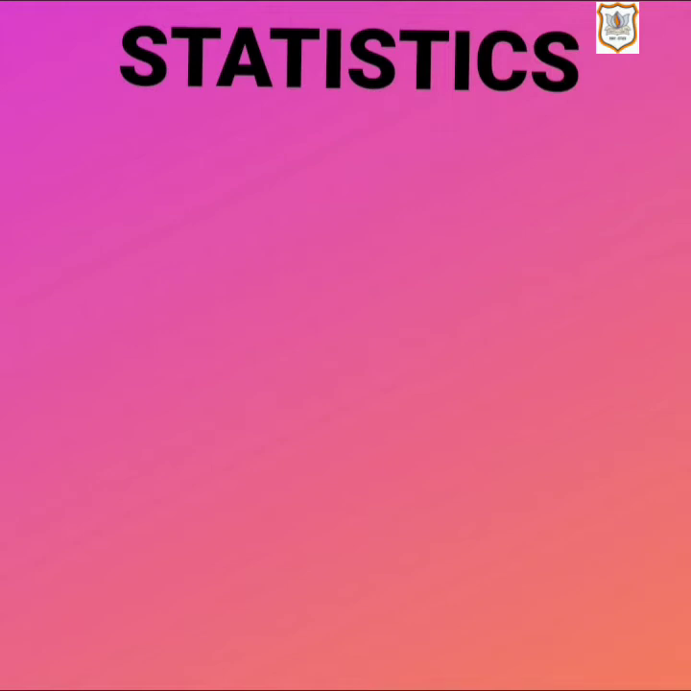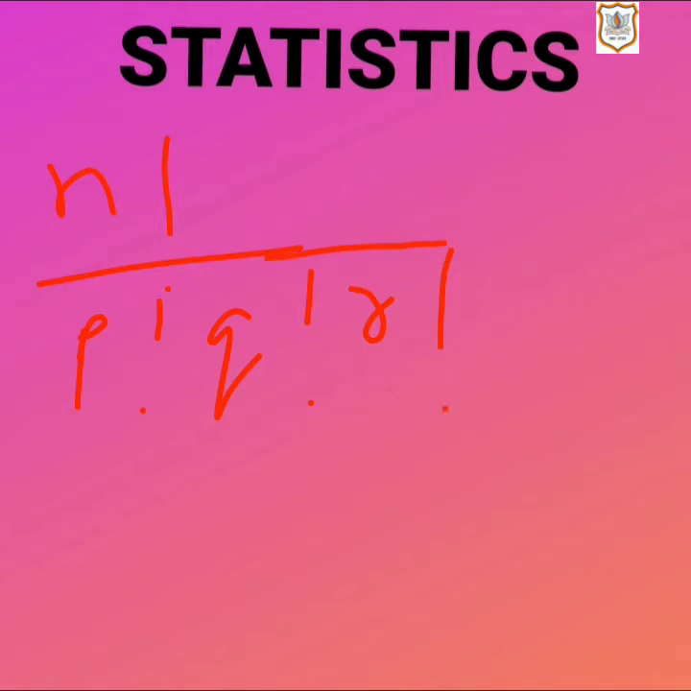So the first word is statistics and the formula for identical permutation is n factorial upon p factorial q factorial r factorial. This is the formula for identical permutation. Now you have to see in this word how many letters there are in total. If you count, it is 1, 2, 3, 4, 5, 6, 7, 8, 9, 10. So here the total number of letters is 10. So n will be 10.